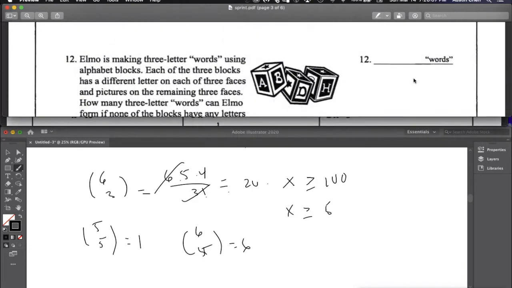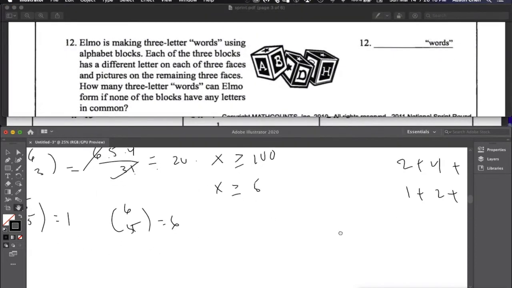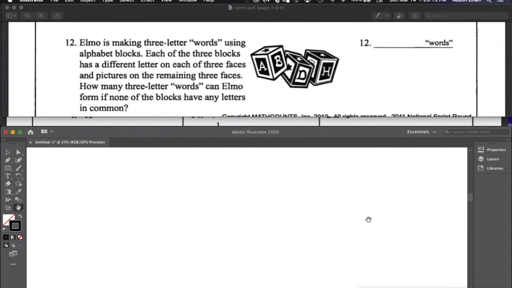Okay. Number 12. Elmo is making 3-letter words using alphabet blocks. Each of the 3 blocks has a different letter on each of 3 faces, and pictures on the remaining 3 faces. How many 3-letter words can Elmo form if none of the blocks have any letters in common? Okay, so we're looking at how many 3-letter words can be formed, and we have 3 blocks. Each of them has 3 different letters from itself and the other blocks, and we want to form words, and words are basically just 3 letters that are together.